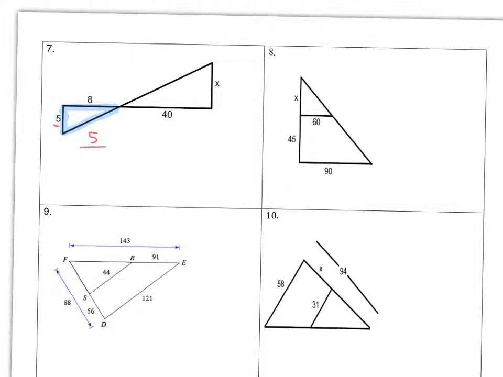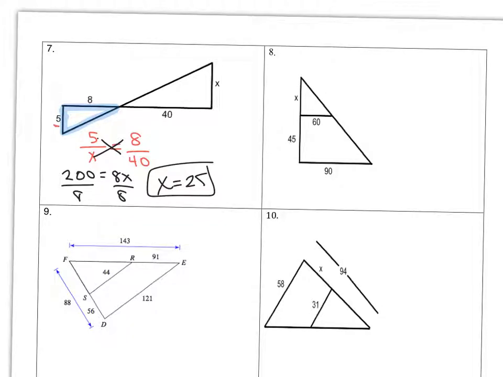So I'm going to look at 5. 5 is little. It corresponds to what side on my big one? It corresponds to X. My other little side is 8. 8 corresponds to 40. So now what am I going to do to solve? I'm just going to cross multiply. So 5 times 40 is 200. 8 times X is 8X. And now I'm going to divide by 8. 200 divided by 8, X is 25.